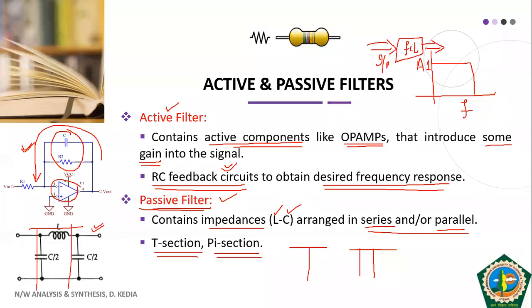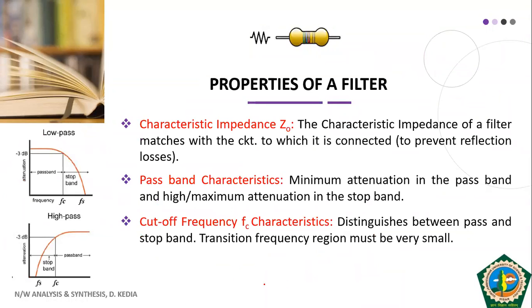So we will also see the T section in the coming slides, so that confusion will be over once you see that. So this is the difference between your active and passive filters. Next. So next, the properties of a filter.